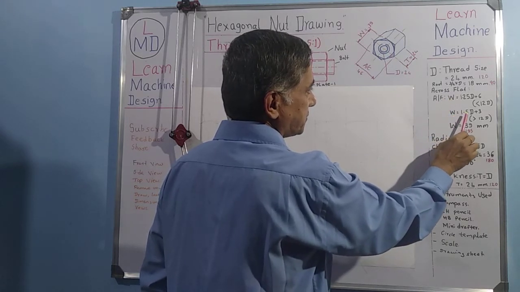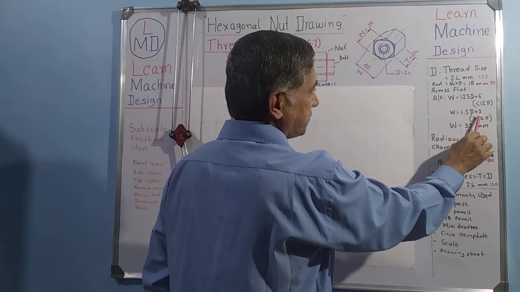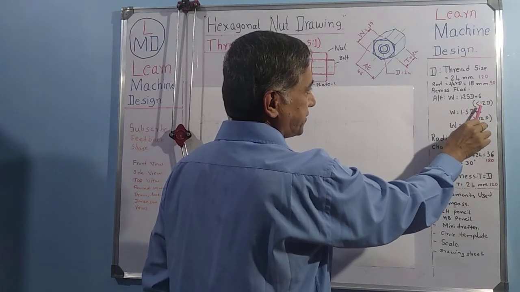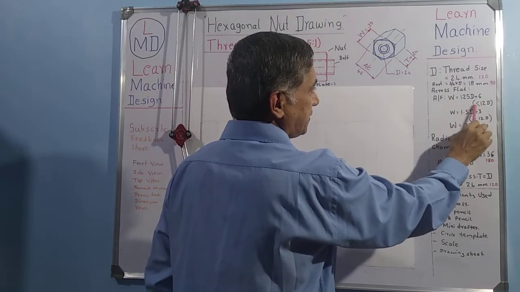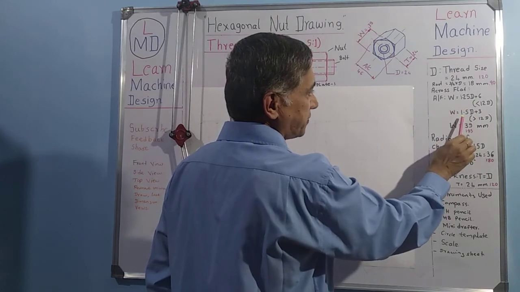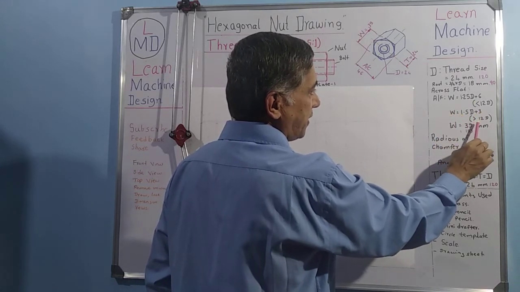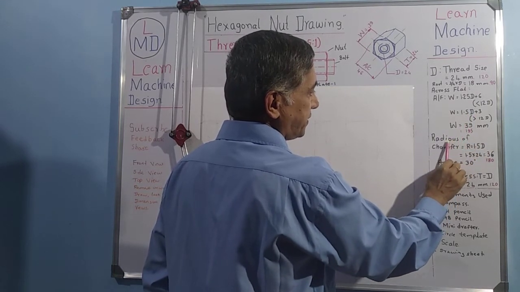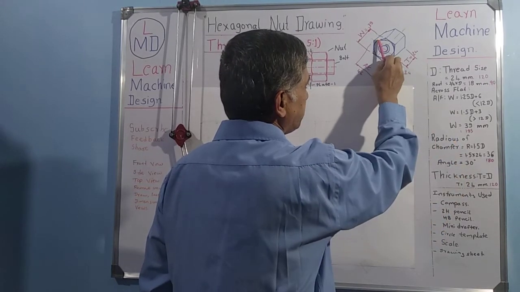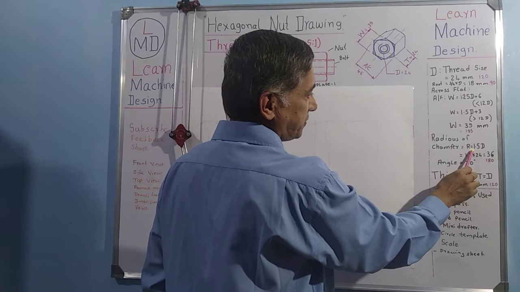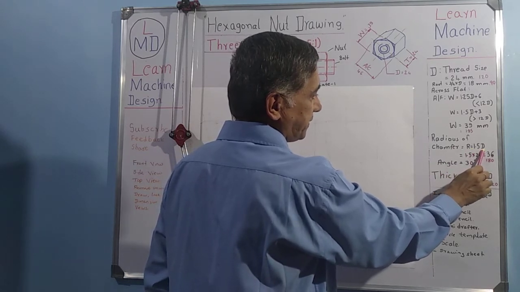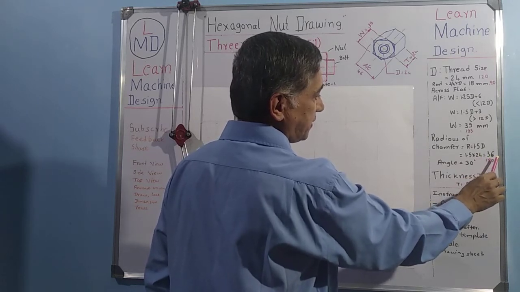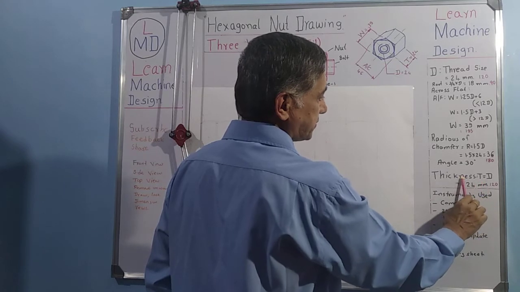W is equal to 1.5 D plus 3 for a nut size above 12 millimeter. Below a nut size of 12 millimeter, we have to take another formula. In our case, this is M24. That's why I am taking this formula, and the size will come to 39. And the radius of the chamfer is R equal to 1.5 D. Considering this 24, the radius of the chamfer will come to 36 millimeter.